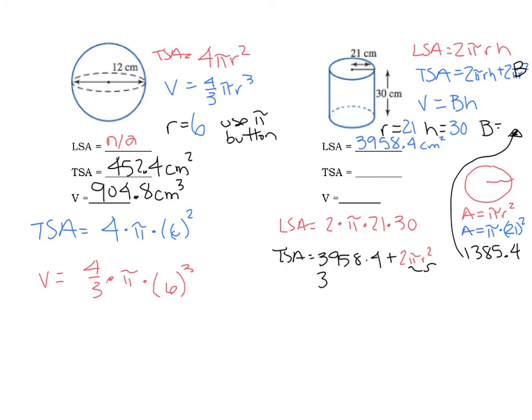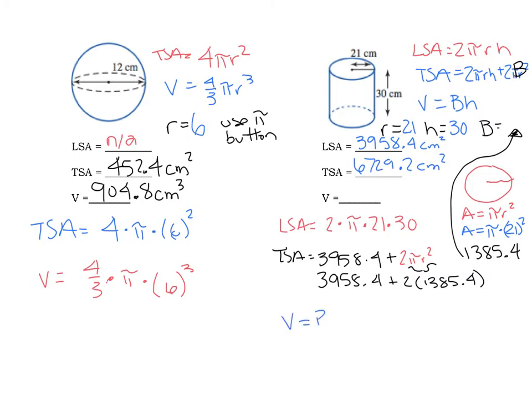So when we work this out, we get 3,958.4 plus 2 times B, which was the 1,385.4. And all right, when we do that all in our calculator, 3,958.4 plus 2 times 1,385.4, we get a total surface area of 6,729.2 centimeters squared.